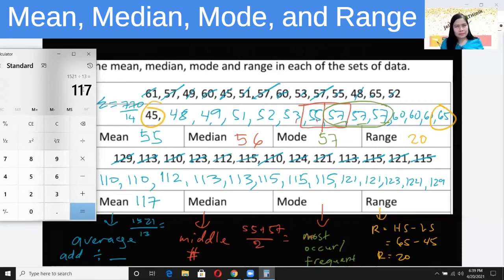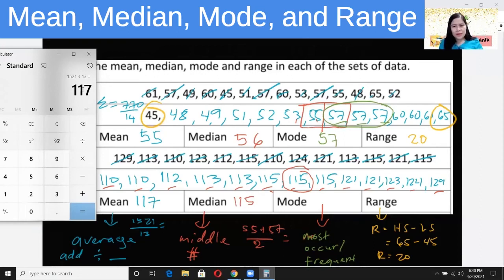Now to find the median, we have 13 raw scores. Dividing 13 by 2 gives 6.5, so the middle number is the 7th number. I will use a red pen so that you can see: 1, 2, 3, 4, 5, 6, 7. So the middle number is 115. Let us count if we have the same number on both sides of the middle number. We have 6 on the left and another 6 on the right. So that means it is balanced, and the median is 115. So let us write 115 for our answer.